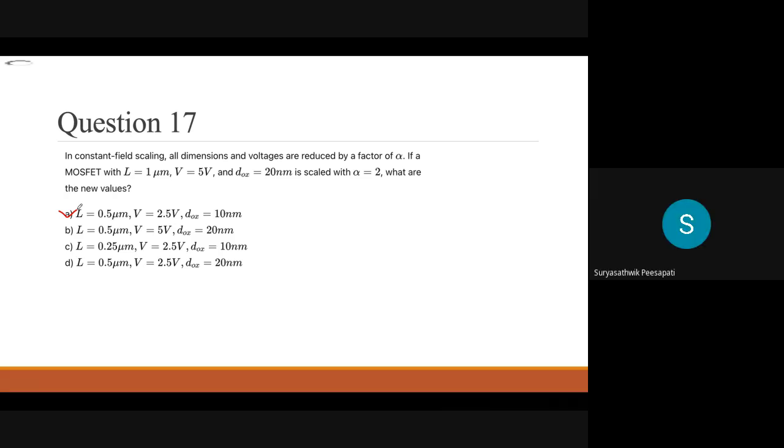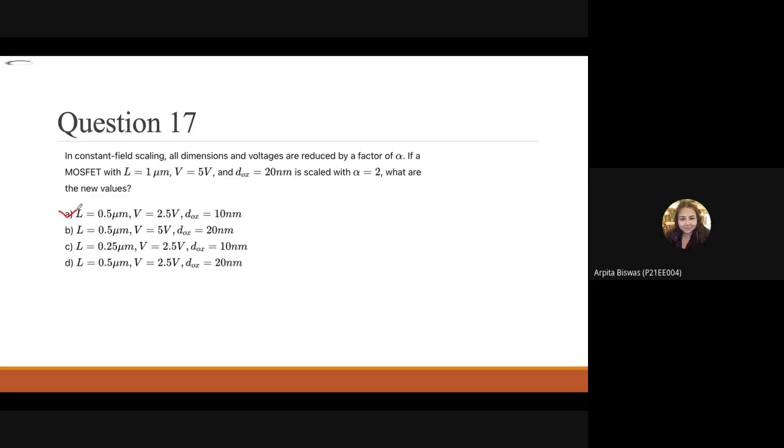Ma'am, L dash is equal to L by alpha, ma'am. L is 1 micrometer and alpha is 2, so it will be divided by 2. Yes, 0.5 micrometer, it will become. Then V dash equals V by alpha, then 5 volt by 2, it is 2.5. Then we have to divide tox by alpha, 20 by 2, then it will become 10 nanometers.